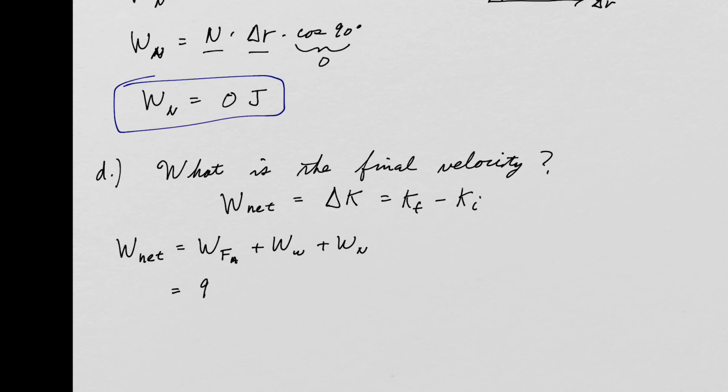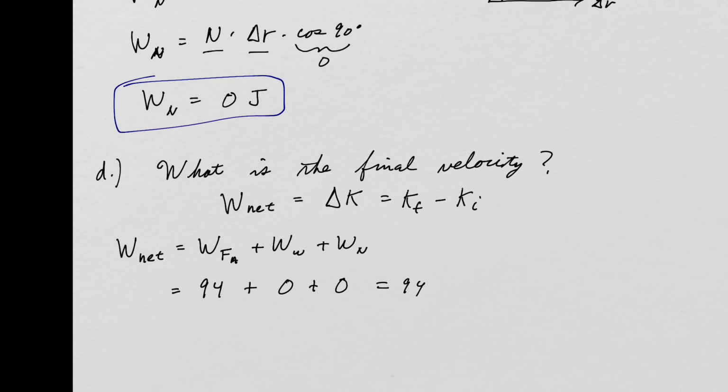It was 94 joules. What's the work done by the weight vector, the gravitational force? Well, it's perpendicular to the displacement, so that's going to be 0. And then we just found that the work done by the normal force is also 0 because it's perpendicular to the displacement. So the net work done is really the work done just by the applied force. So W net is just 94.